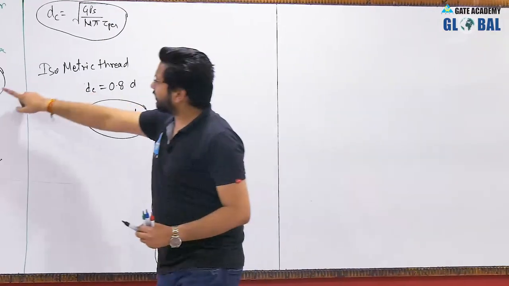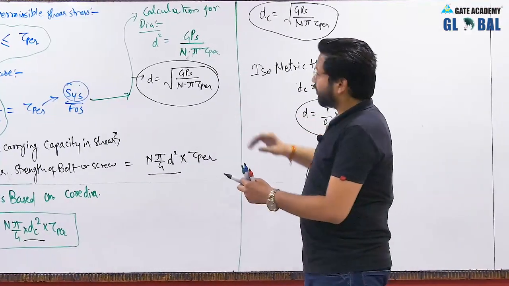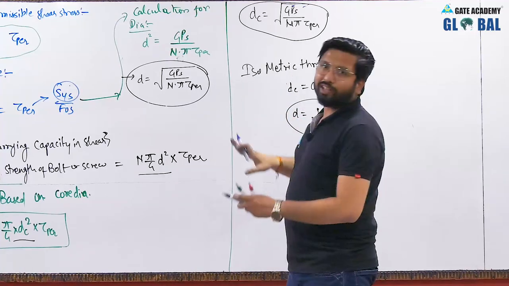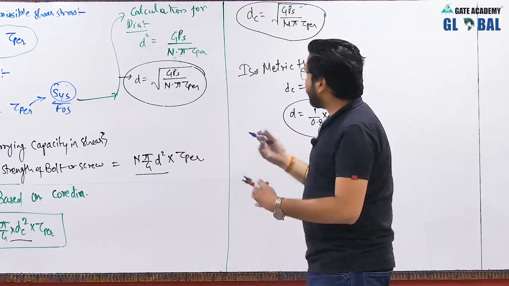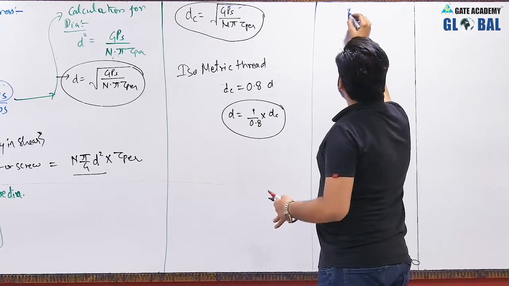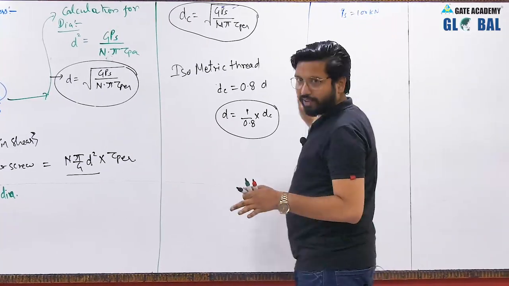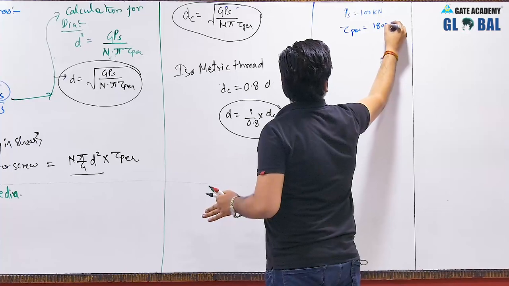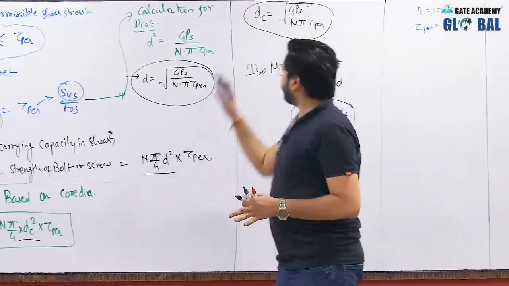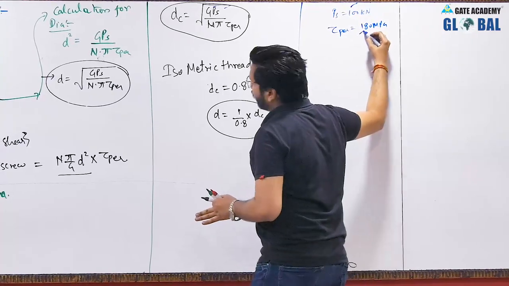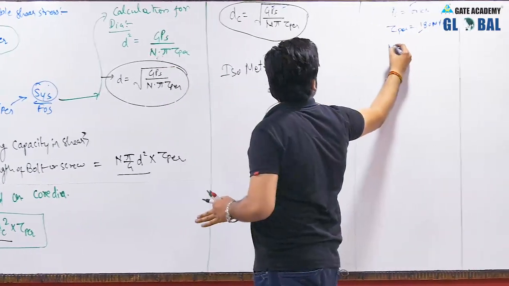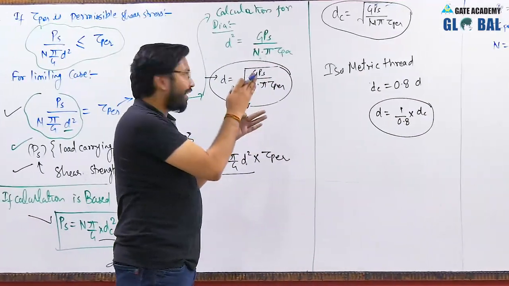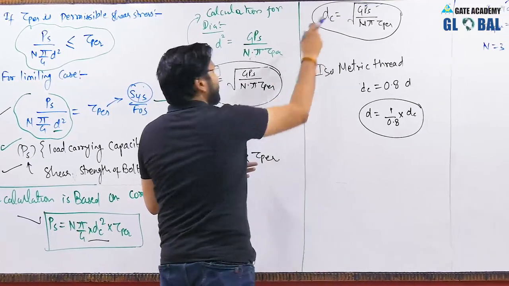Now, if you look very smartly, it needs very good observation, all the terms in these two formulas are the same. So for a given loading condition, let me make things very clear. If Ps is coming out to be, let us say, 100 kilonewton, and tau permissible is something like 180 megapascal, any random value, you don't need to calculate, and let us say n is equal to 3. From both the equations, you can see these two equations are identical, there is no change in the values. So definitely from both the equations, the same result will come.